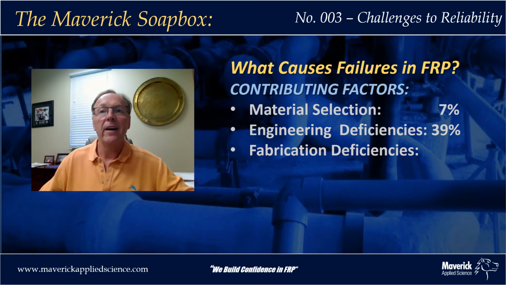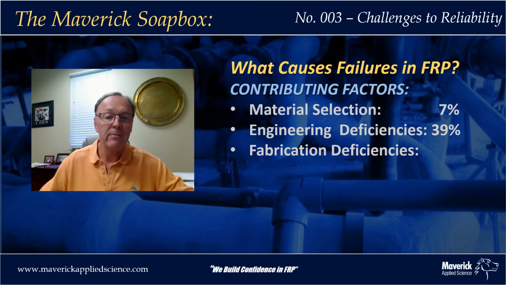The next contributing factor that we would like to talk about is fabrication deficiencies. Examples of fabrication deficiencies might be a flaw in flange construction, bottom flatness in the case of a tank, poor laminating practices, excessive misalignment or gaps at joints, poor quality, air voids, pitting, dry glass, things of that nature. Fabrication deficiencies were found 29% of the time in the cases examined.